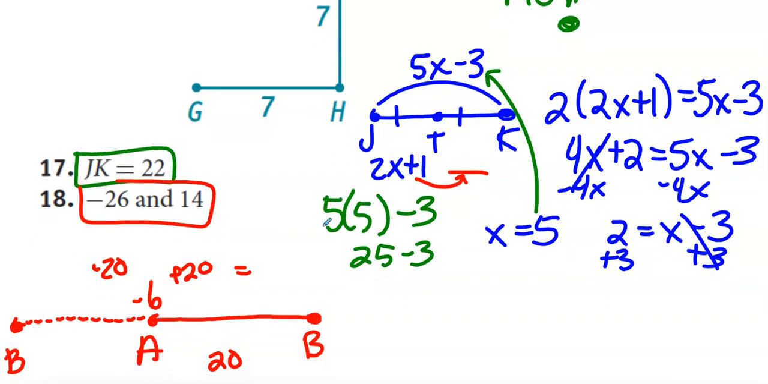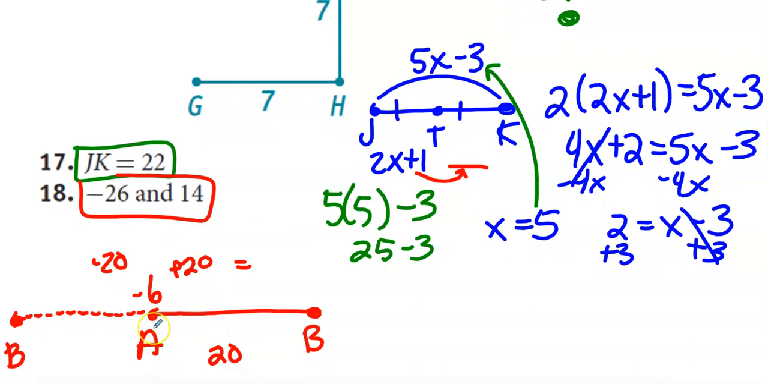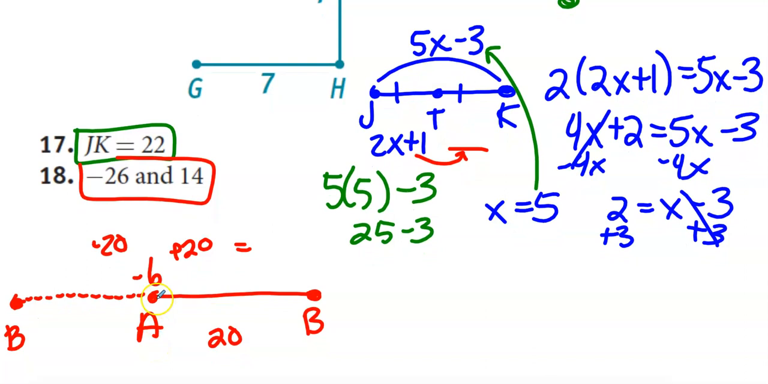And last but not least, on 18, it says that we have a point A that is located at -6, so I kind of drew a picture. And it says that AB is a distance of 20 units. What are the 2 possible values of B? So again, I could go in the positive direction and say -6 plus a 20, which is going to give you 14. But also I can go in the negative direction and go 20 units in the negative direction, and so I would say negative 6 minus a 20, which is going to be negative 26.